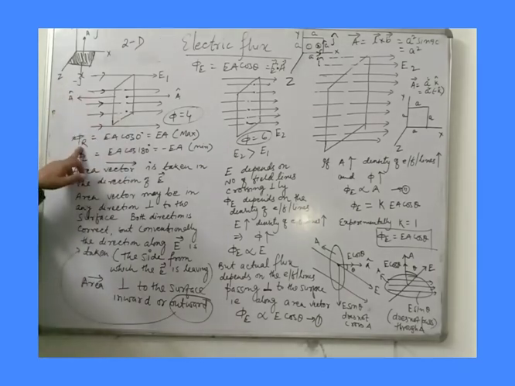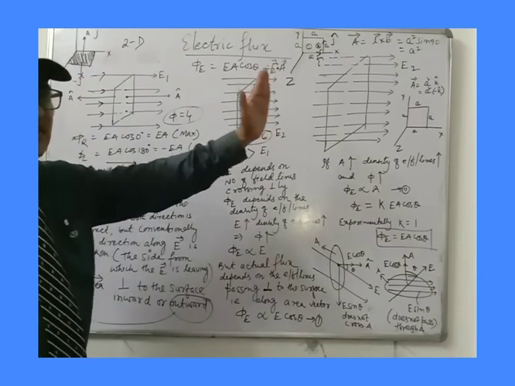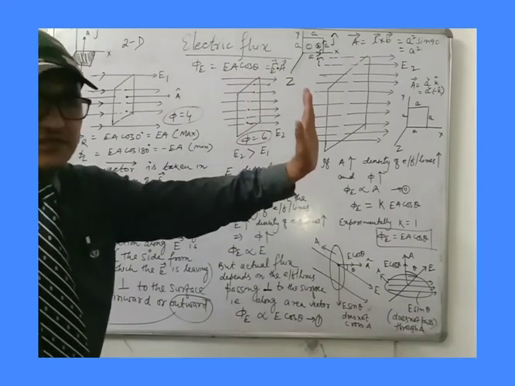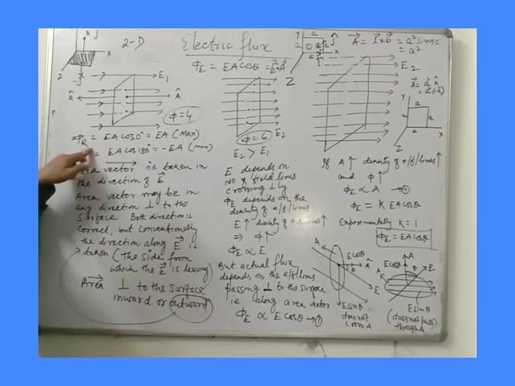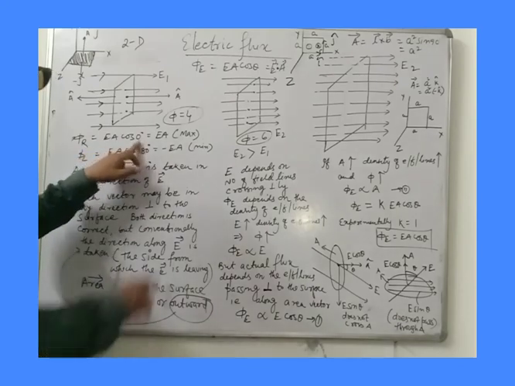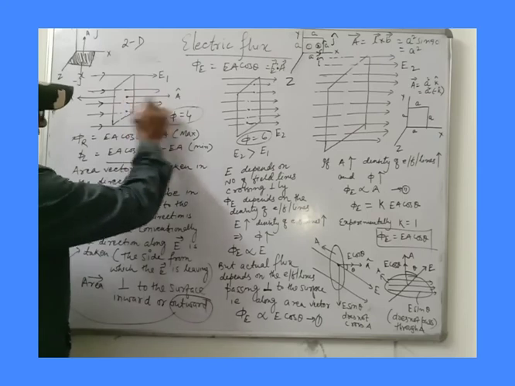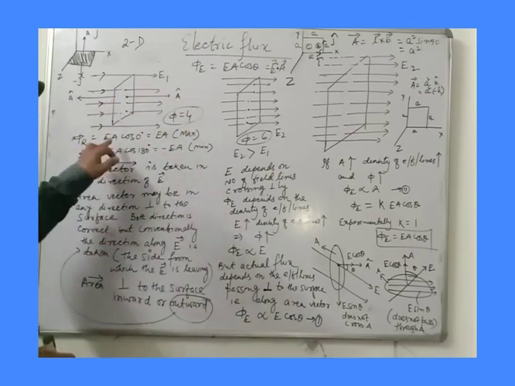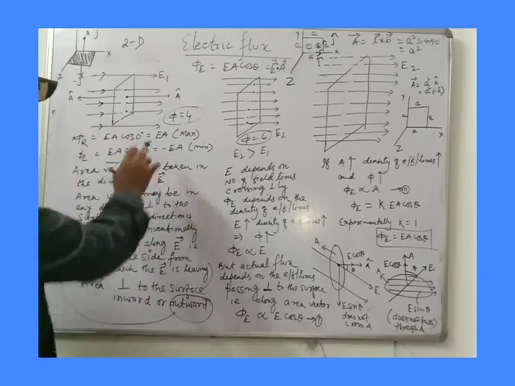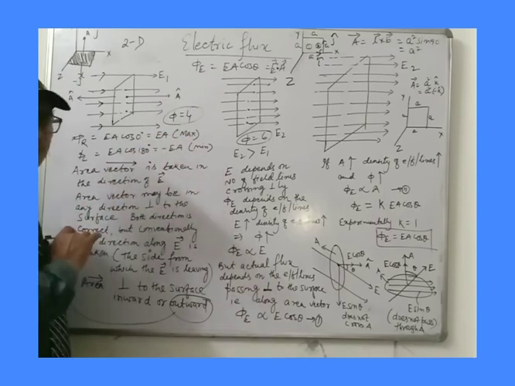Phi R means flux leaving the surface, right side, leaving the surface. Electric flux leaving the surface, Phi R, is EA cos 0. Why cos 0? When it is leaving the surface, the angle between the area vector and the electric field is 0. So EA cos 0, so EA max. At that time electric flux becomes maximum.